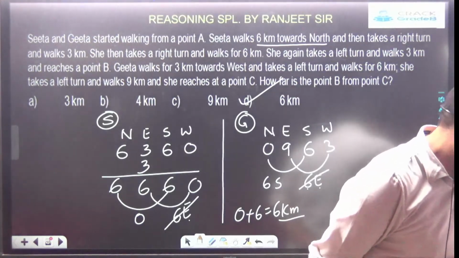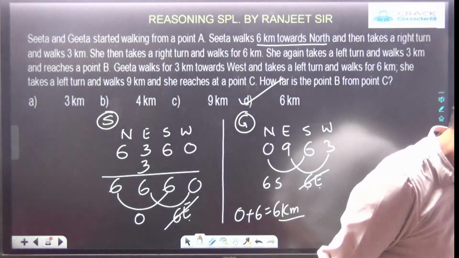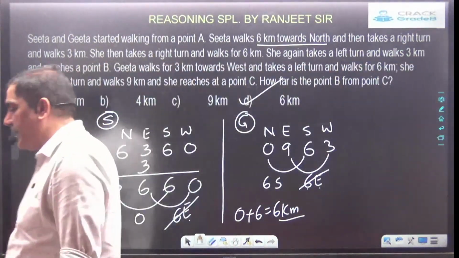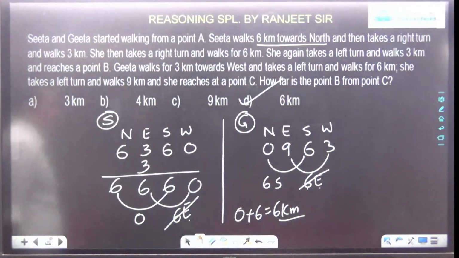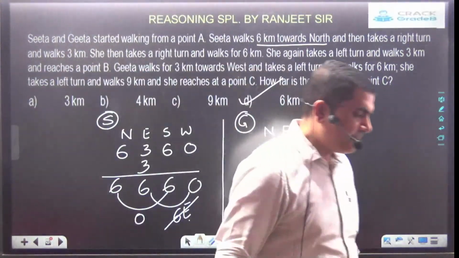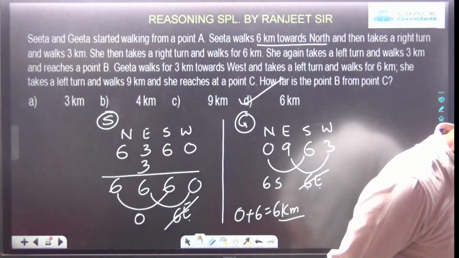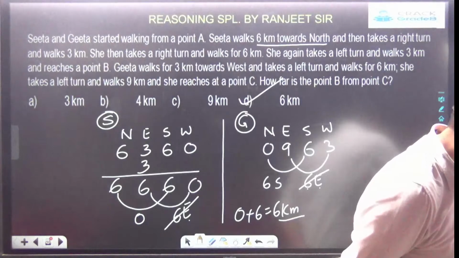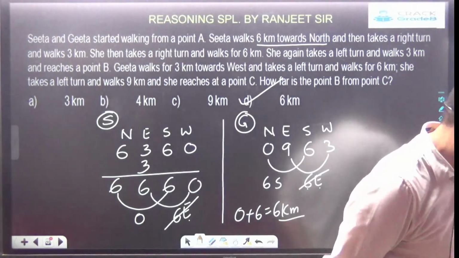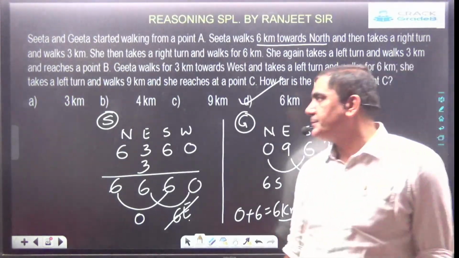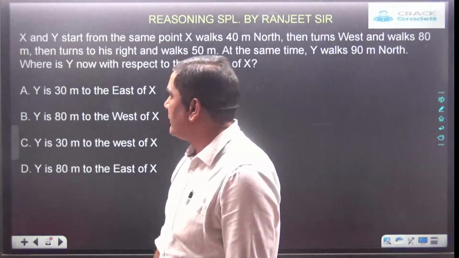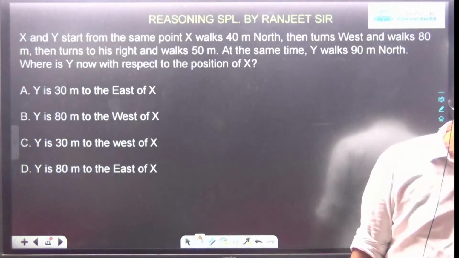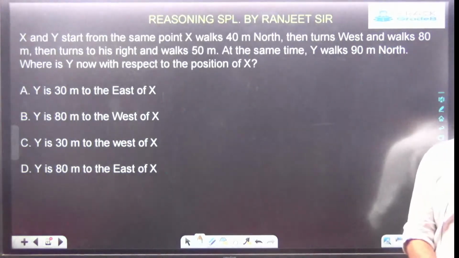Understood? Clear everyone? Anyone, any problem? Only one student is responding in the class. What about others? Okay, let's solve this one. Let's see who can give the answer for this one.